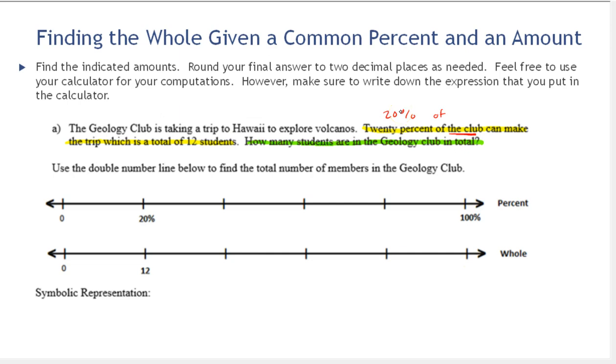So it's easy to identify the percent because of the word percent. The club is referring to the whole, and 12 students is an amount that is 20% of the club. And we're trying to find how many students are in the Geology Club in total.